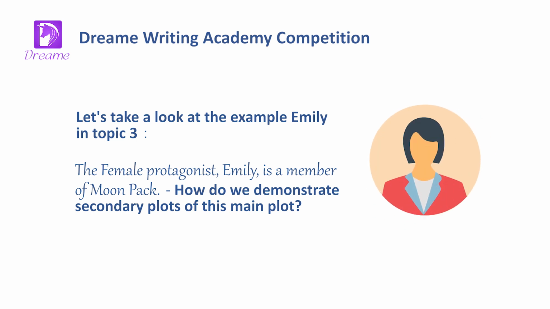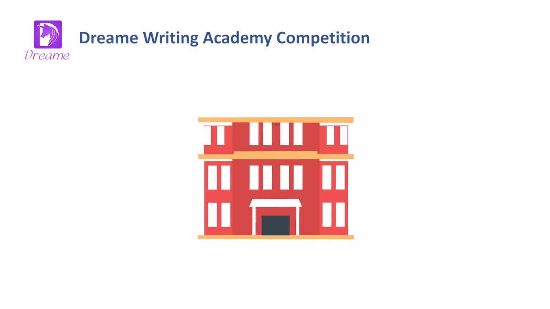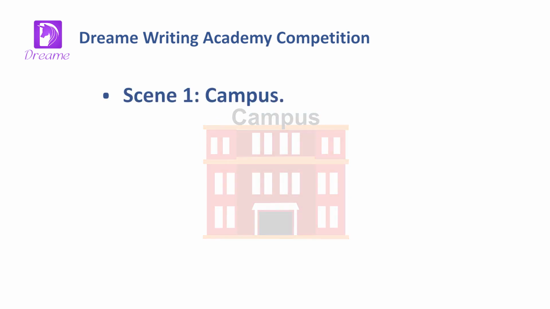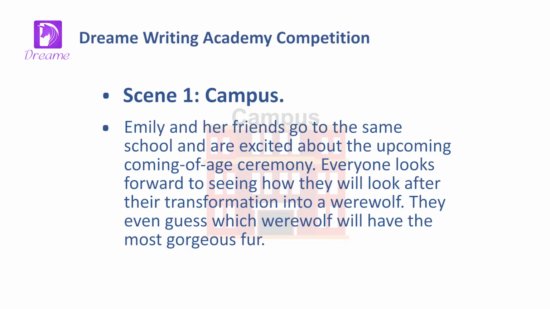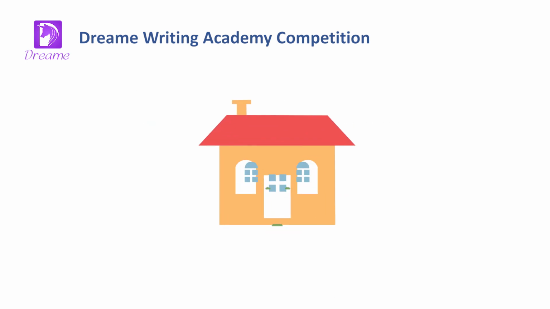The female protagonist, Emily, is a member of Moon Pack. How do we demonstrate secondary plots of this main plot? Scene 1, campus. Emily and her friends go to the same school and are excited about the upcoming coming-of-age ceremony. Everyone looks forward to seeing how they will look after their transformation into a werewolf. They even guess which werewolf will have the most gorgeous fur.